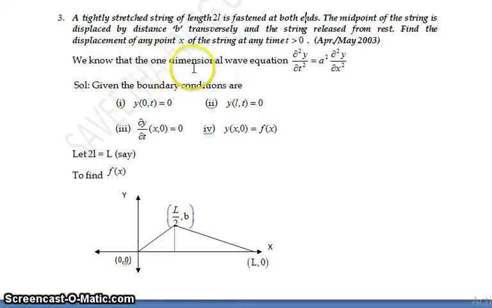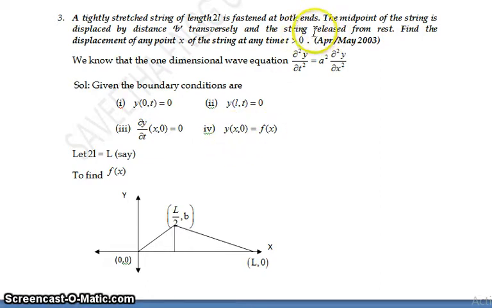So we know that the one dimensional wave equation is dou square y divided by dou t square equal to a square dou square y divided by dou x square. Then the given conditions, these are boundary conditions. One is y of 0 comma t equal to 0. Second one is y of l comma t equal to 0. Third one is dou y by dou t of x comma 0 equal to 0. Fourth one is y of x comma 0 equal to f of x.